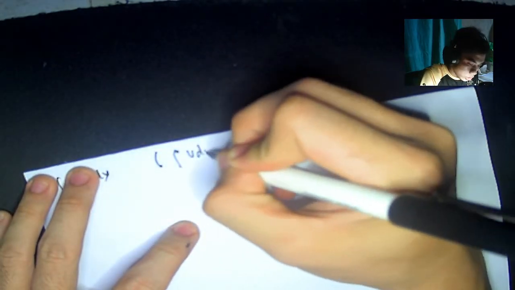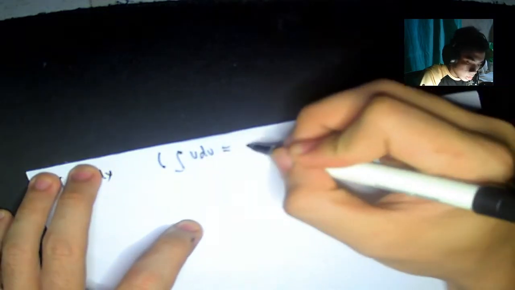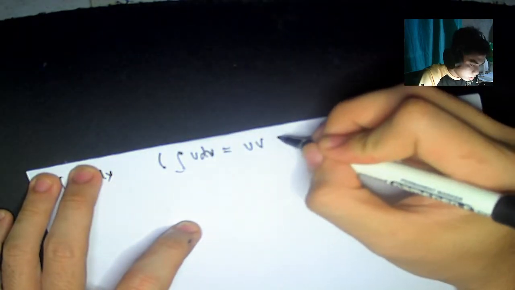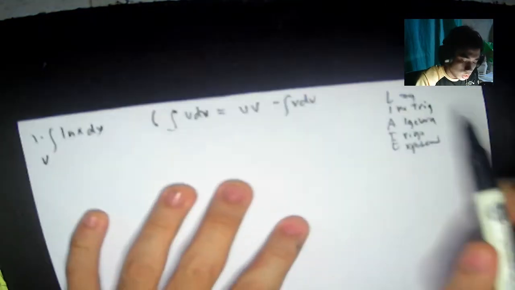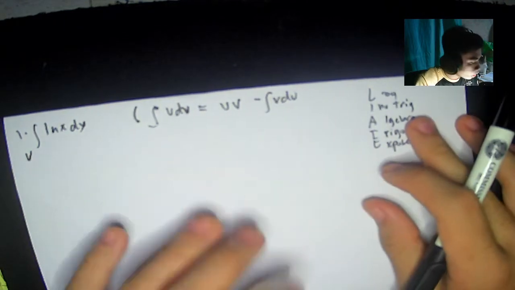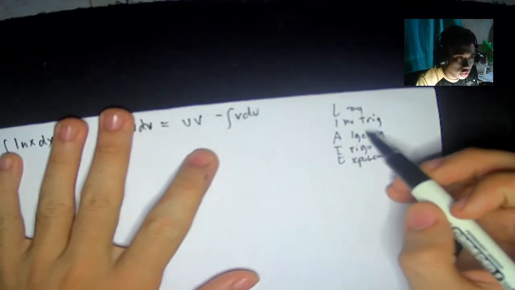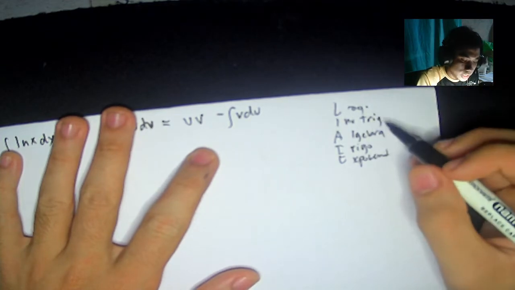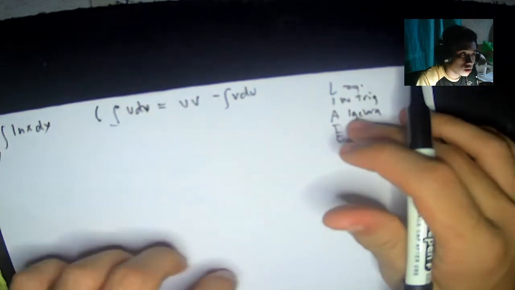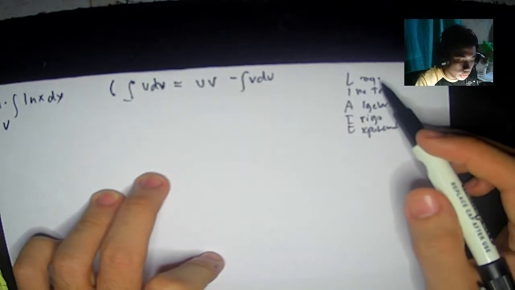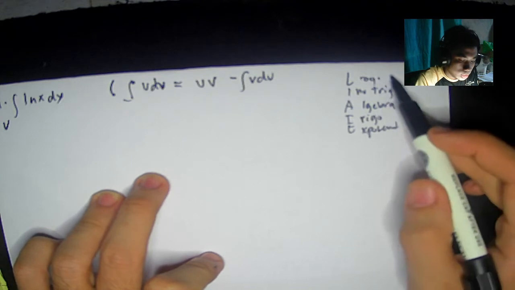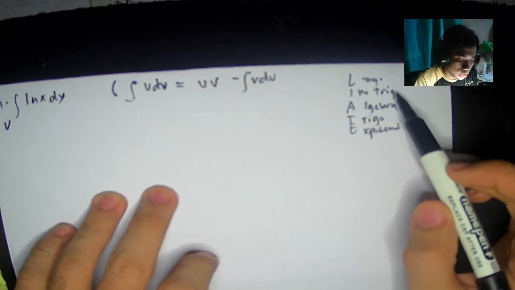the integral of u dv equals uv minus the integral of v du. So what is our u? The priority of u is in this order, so we'll choose what our u will be. We have logarithms first, then inverse trigo, algebra, trigo, and exponent.